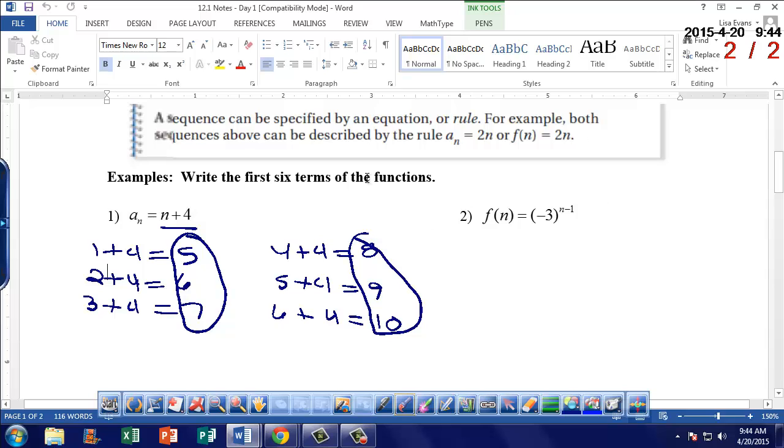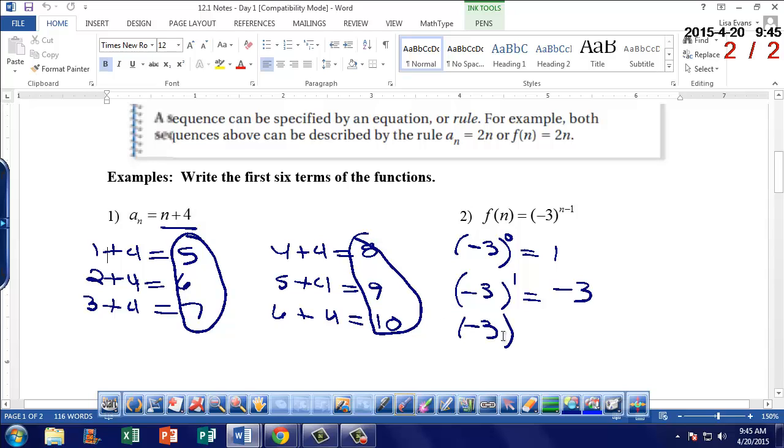Okay, this one gets a little trickier, so you definitely might want to write this one out. So I plug in my first term. I have -3. N becomes 1. So 1 minus 1 is 0. So anything to the 0 power is 1. Now we're going to do -3, and we're going to plug in 2. So 2 minus 1 is 1. So -3 to the first is -3. And then we're just going to keep on going.